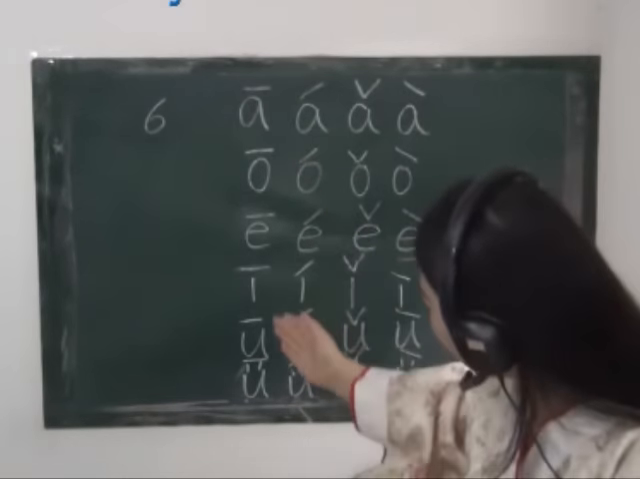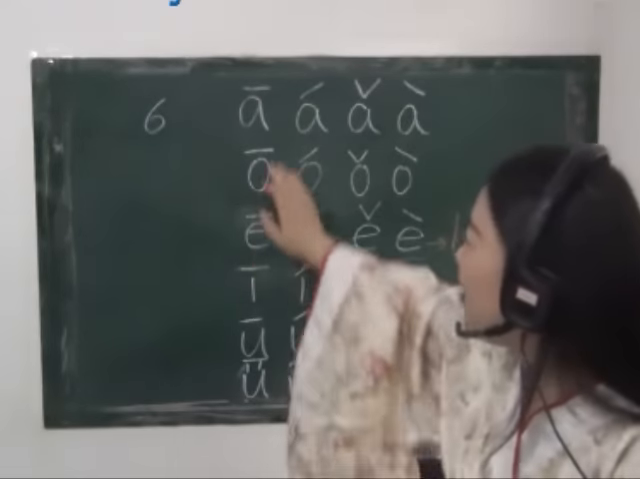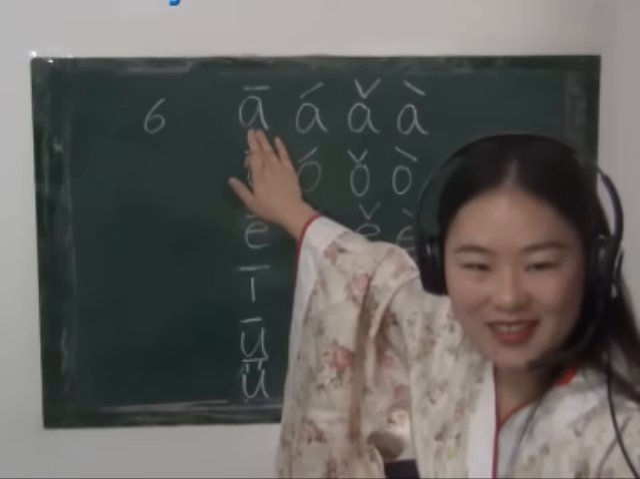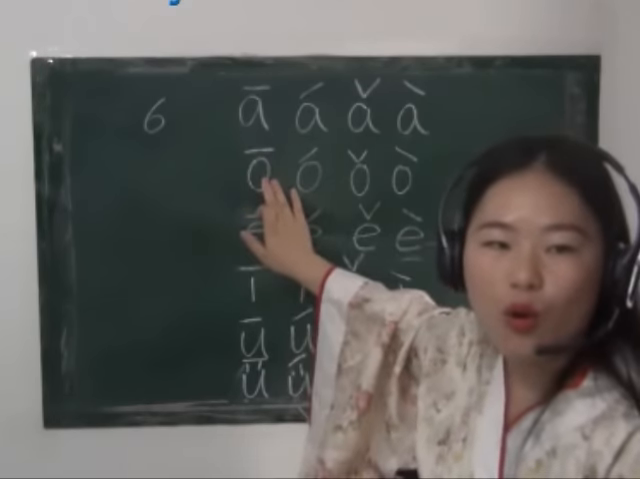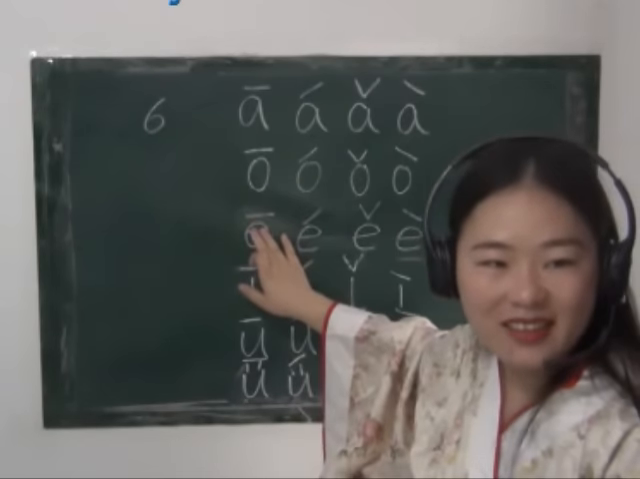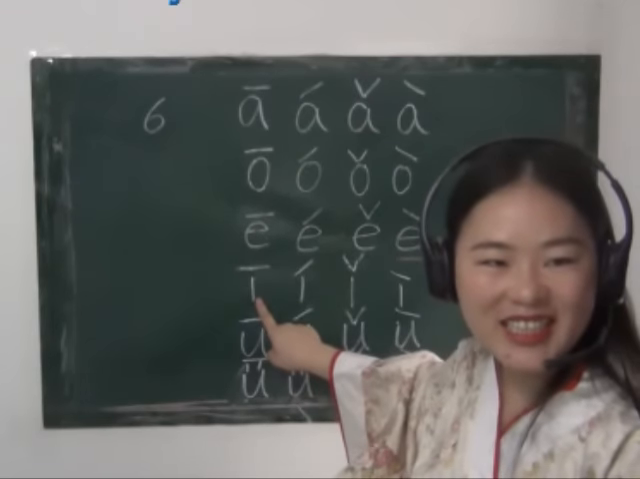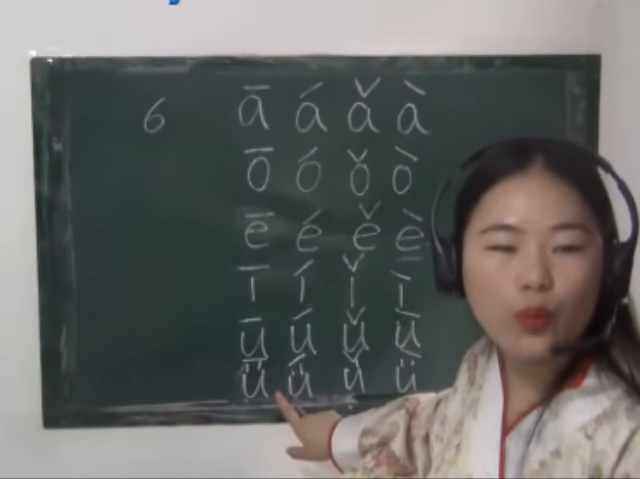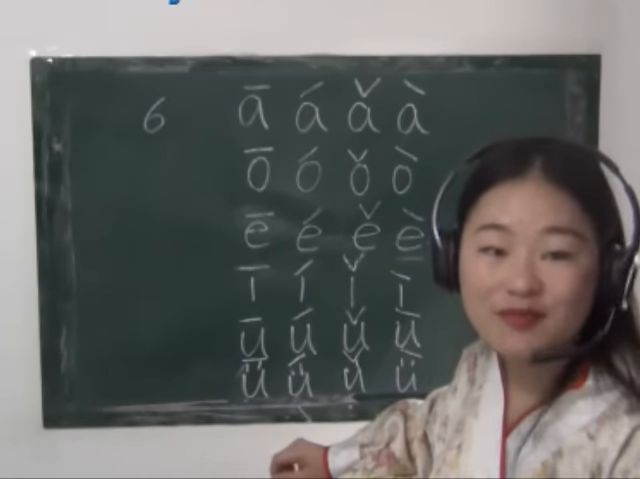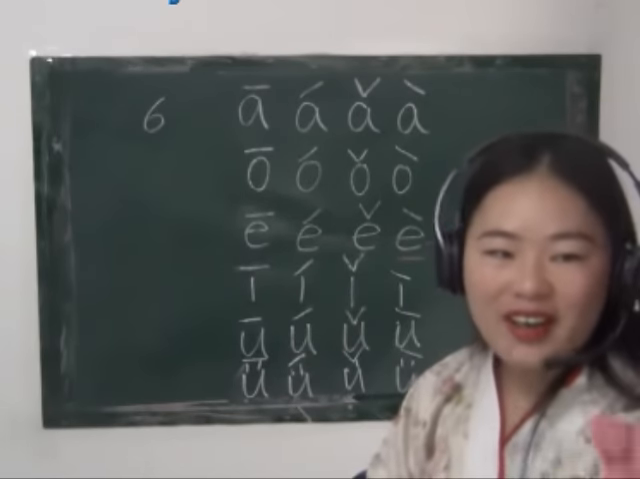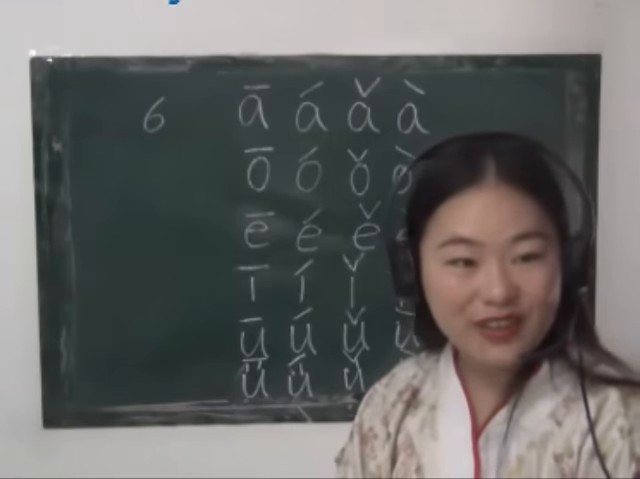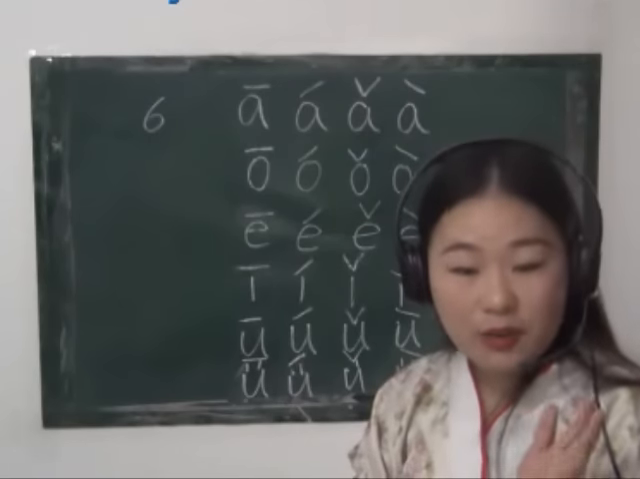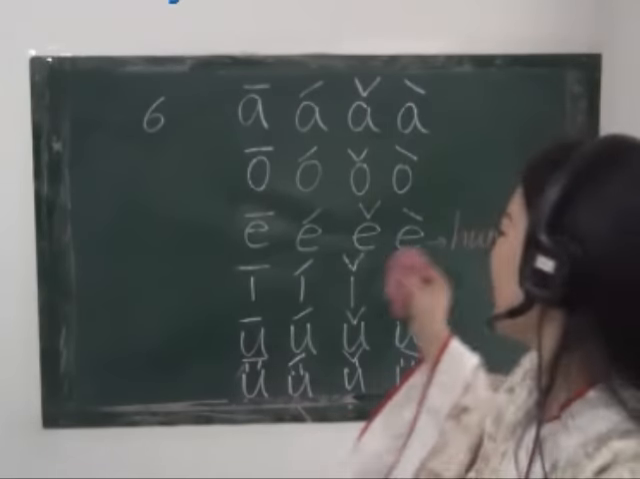Let's try to read the first one, okay? Let's practice again from the first one. Yeah, open your mouth. Very good. Okay, and that's the six single vowels. Do you have any questions? So since you know the six single vowels, and actually, the pronunciation is really easy for you. Let's try to say.